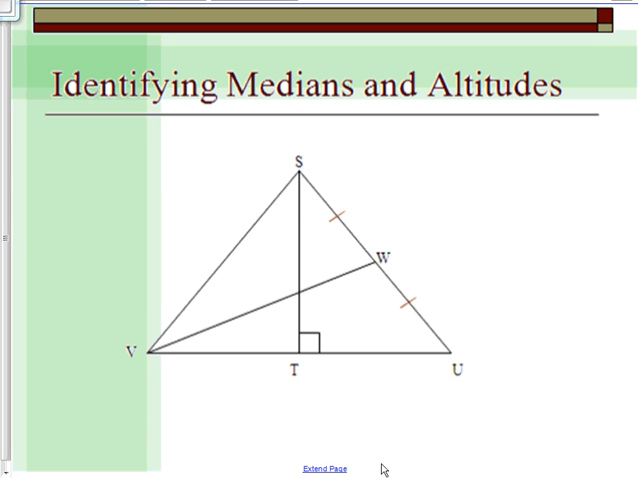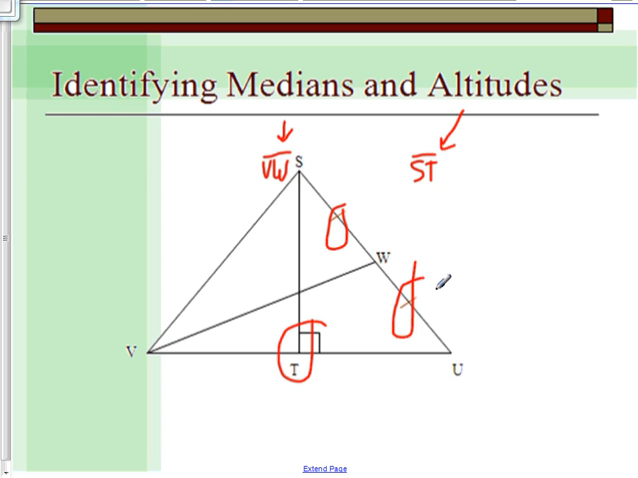Right, now, if we wanted to try identifying the median and the altitude in this particular picture, what segment would be considered the median and what would be considered the altitude? Well, the median would be VW, and the altitude would be ST in this particular triangle. Now, if you remember, the altitude creates this 90-degree angle. The median creates these two congruent sections.